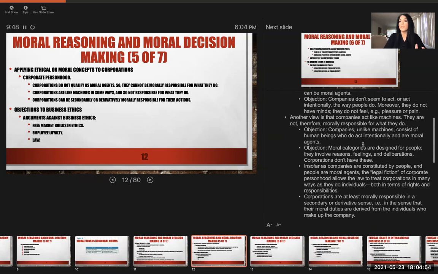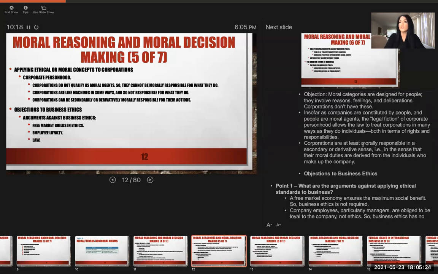And we have objections. Companies don't seem to act, or act intentionally, the way people do. Moreover, they do not have minds, they do not feel pleasure or pain. Another objection is that companies act like machines, and are not, therefore, morally responsible for what they do. The response here is that companies, unlike machines, consist of human beings who do act intentionally and are moral agents as well. Here we look at the moral categories. They are designed for people and they involve different reasons, feelings, and deliberations, and corporations don't have these per se.